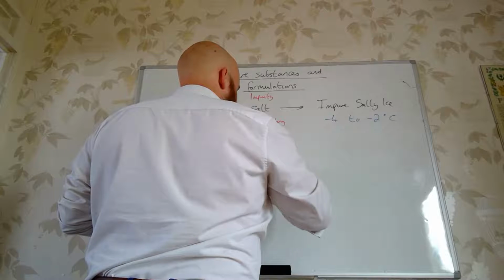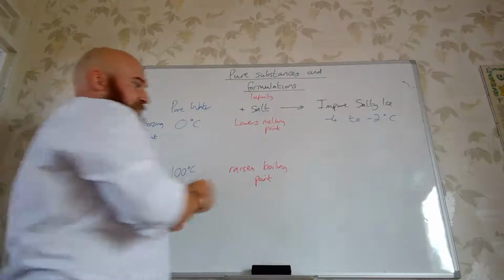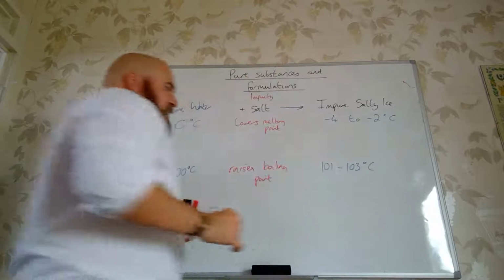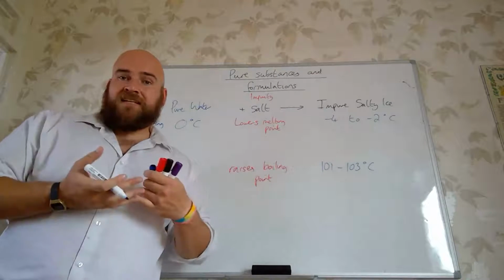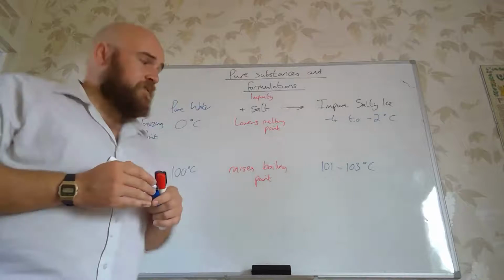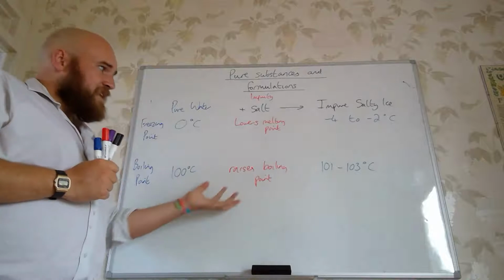Which means that the boiling point now goes from being 100 degrees Celsius to let's say 101 to 103 degrees Celsius. And that extra bit of temperature means that the eggs will cook quicker. And that's the reason people do it. So there are no fancy reasons to make the eggs taste better or anything like that. It basically raises the boiling point.